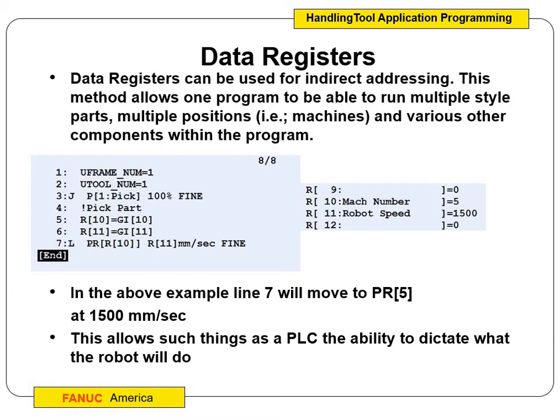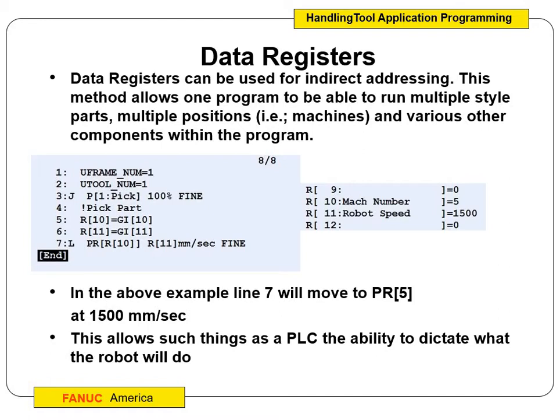Data registers, we're going to use them, but they don't store coordinates. Remember, position registers only store coordinates. Data registers store data. Okay, so we use them for indirect addressing, like I was just talking about, using it to count as we go through something. So if we have this example of code right here, we have these 7 lines of code. And on the right hand side, those are registers. So remember, that's a separate screen under the data button on your teach pendant.